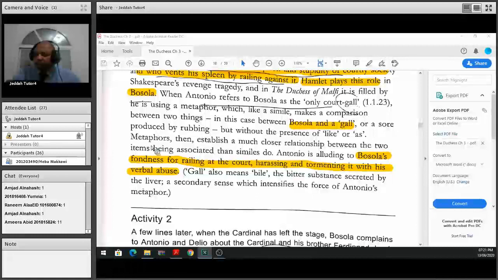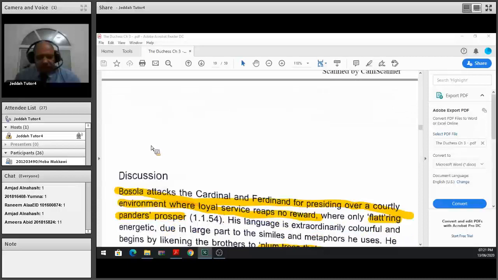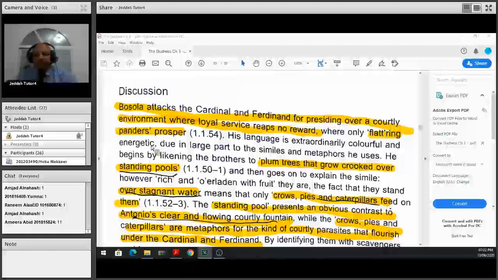So typical of the role of the malcontent, when we meet Bosola for the first time, we're going to see him attacking the Cardinal and Ferdinand for presiding over a courtly environment where loyal service reaps no reward. Only flattering panders prosper. This is what he says: that those guys work within a system that is corrupt to the core, a system that does not appreciate or respect loyal service. If you're loyal, if you're doing your job in an excellent manner, this wouldn't concern them. What concerns them, according to Bosola, would be flatterers, those who flatter them.